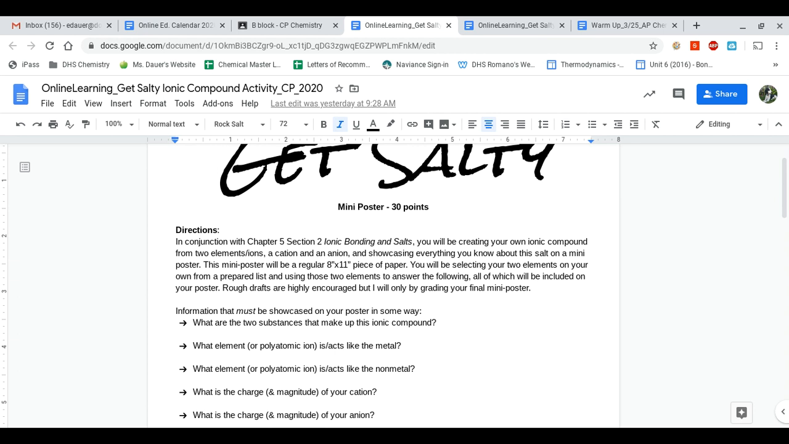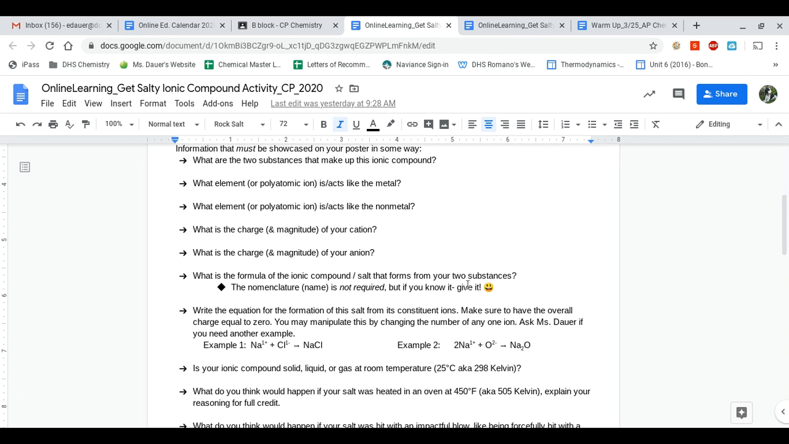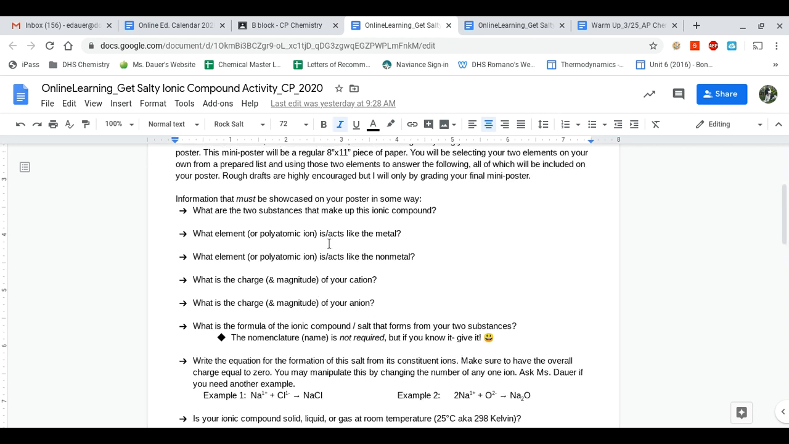And your ionic compound, like every other ionic compound, as you read about in Chapter 5, Section 2, can answer these questions. Just because you have a unique combination does not mean that your ionic compound is going to behave differently. So all you need is Chapter 5, Section 2 to answer all of these questions. I'll talk about them in just a second.